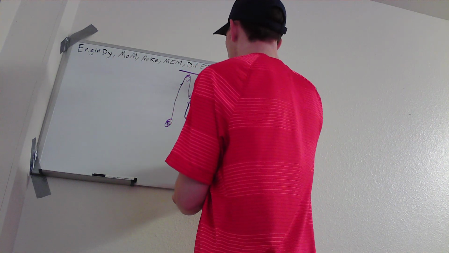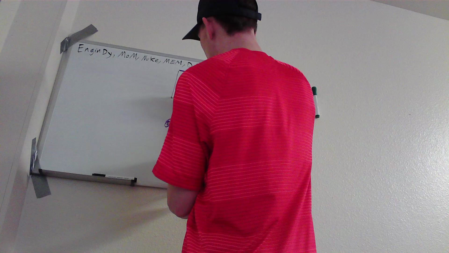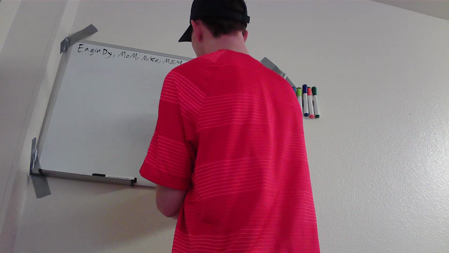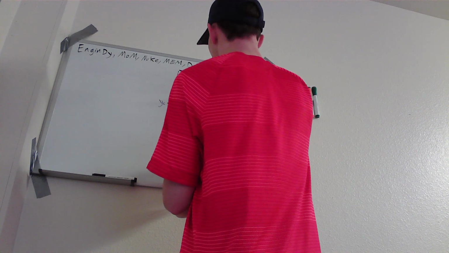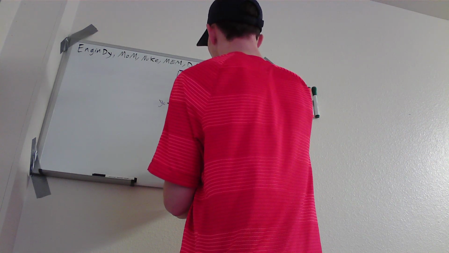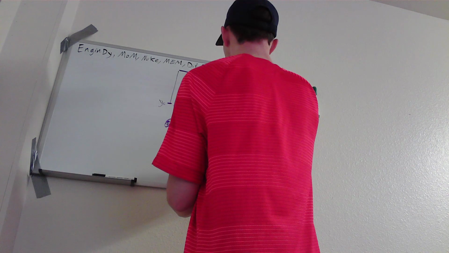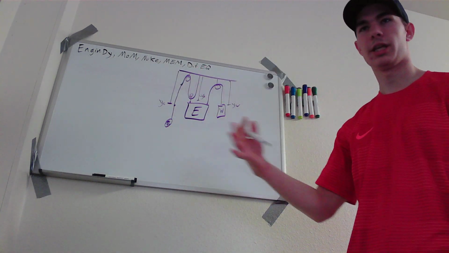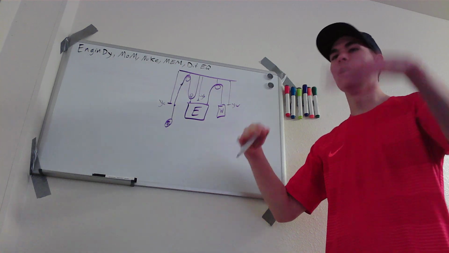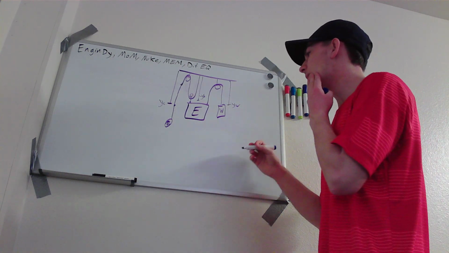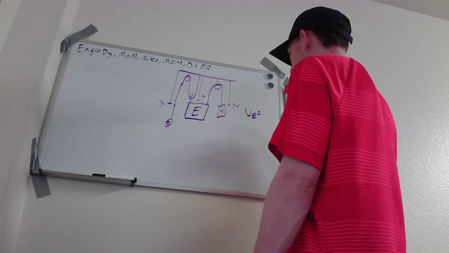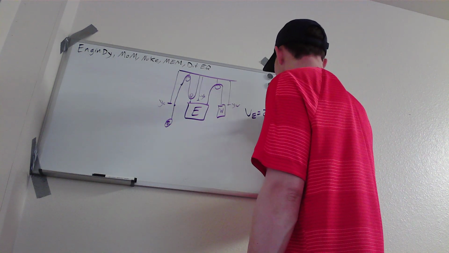And then we're going to call this height to here, Y of C, this height to here, Y of E, the distance of the elevator, and this height to here, Y of W. So here you go, you have your elevator. You're given the velocity of the elevator, VE, is equal to 2 meters per second.